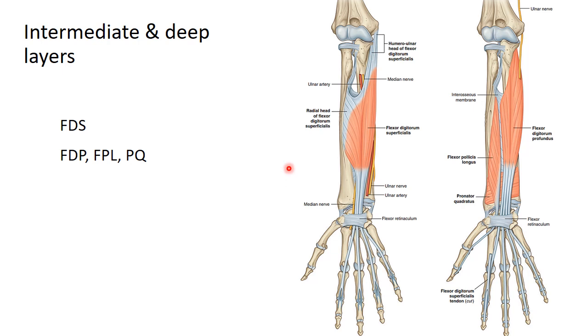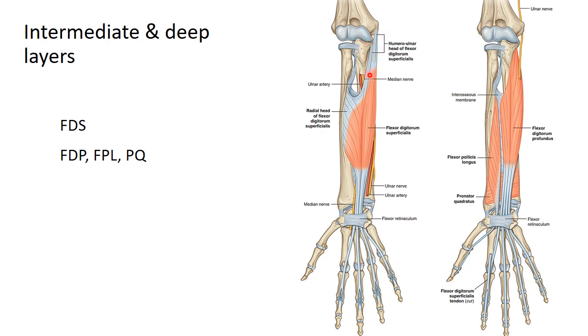Next is the intermediate and deep layers. The intermediate layer has only one muscle, which is flexor digitorum superficialis. Flexor digitorum superficialis has two heads. One we call the humeral ulnar head, which takes origin from the medial epicondyle of the humerus, this we called humeral, and the medial aspect of the coronoid process, this is the coronoid process.